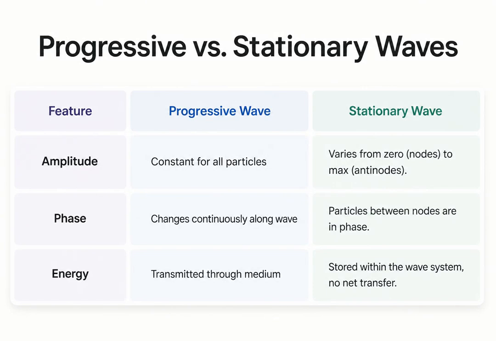It is important to distinguish progressive waves from stationary waves. In a progressive wave, energy travels through the medium, and every particle vibrates with the same amplitude but at a different phase. In a stationary wave, energy is trapped within the loops, and particles between adjacent nodes vibrate in unison, but with amplitudes that depend entirely on their position.